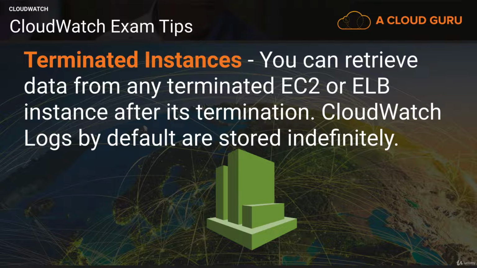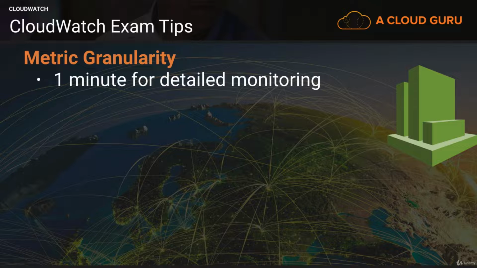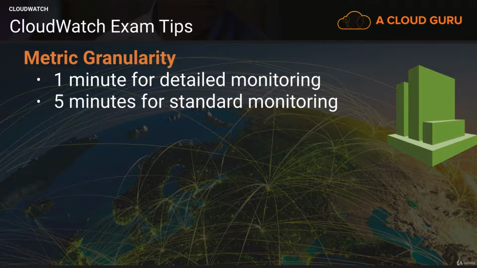Also moving on, terminated instances. You can retrieve data from any terminated EC2 or Elastic Load Balancer instance after its termination, and CloudWatch logs by default are stored indefinitely. And then finally, just remember with your metric granularity, so you have 1 minute for detailed monitoring and 5 minutes for standard monitoring. You may get some scenario-based questions just asking you for 2-minute monitoring, and how would you achieve that? Well, you're going to need to use detailed monitoring rather than standard monitoring.